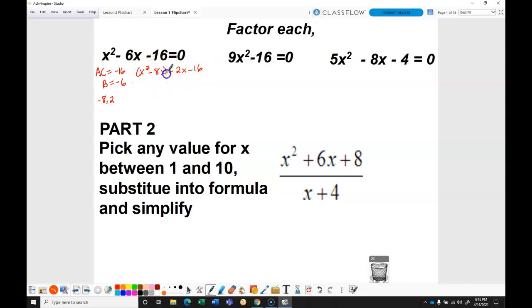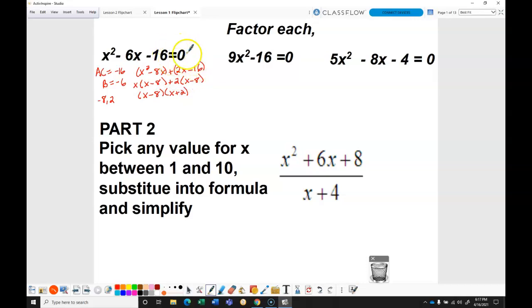And I'm going to group the first 2 and the last 2 and pull out common factors. So the common factor on the first group is x, and that leaves me with x minus 8. And the common factor on the second 2 is 2, so that leaves me with x minus 8. And that's how I'm going to get the right factors. So one is x minus 8, and the other one is x plus 2.